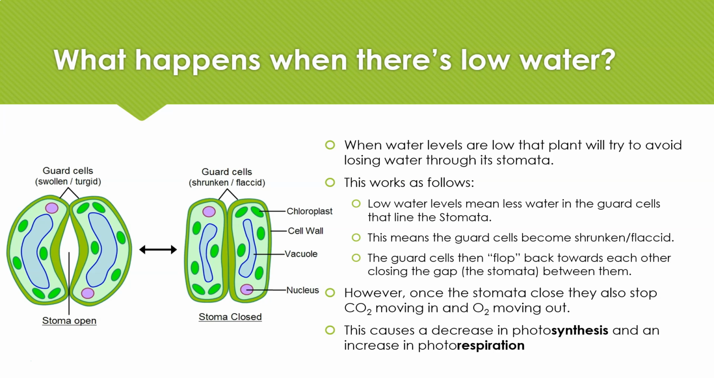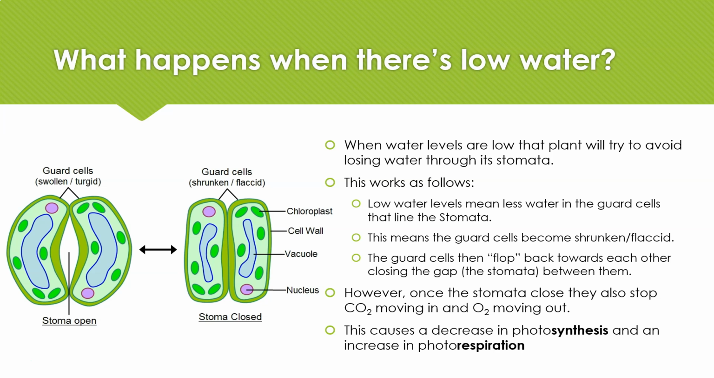Now, that's essentially what's happening, and that's really good for the plant in terms of keeping the water it has. Where it's not good is that as soon as those stomata close, carbon dioxide cannot come in through it and the oxygen cannot go out through it. So inside the plant, you start having oxygen build up, and because the carbon dioxide is being used, it starts dropping. And this is going to lead to a decrease in photosynthesis over time, but it will also lead to an increase in photorespiration.